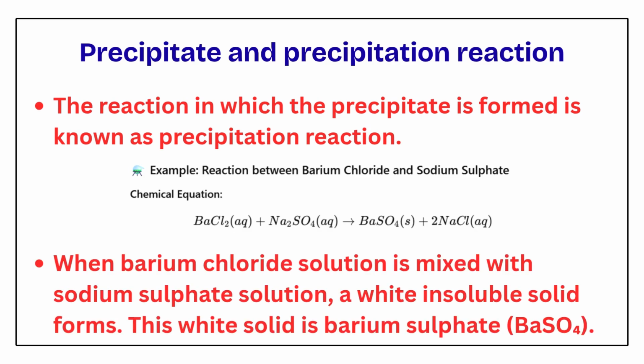For example, this is a reaction in which the barium chloride is reacting with sodium sulfate to give barium sulfate and sodium chloride. This barium sulfate is a white precipitate formed, hence it is an example of a chemical reaction.